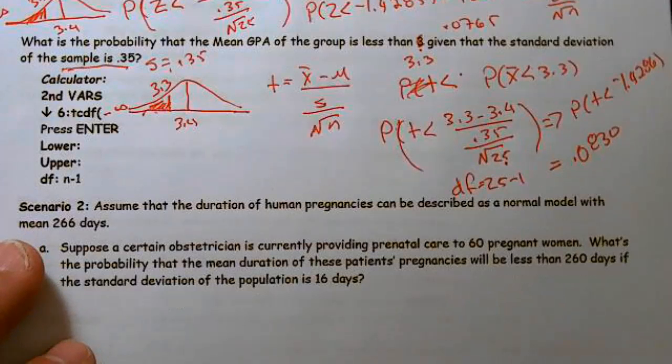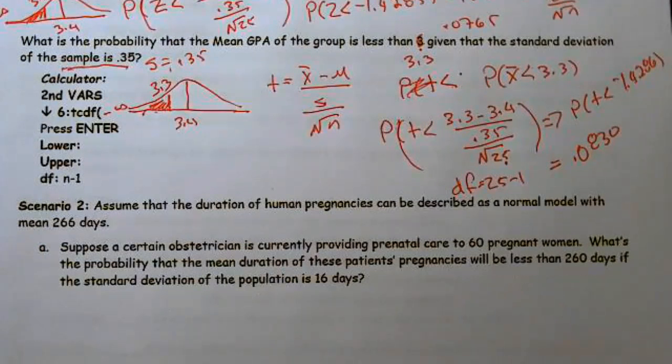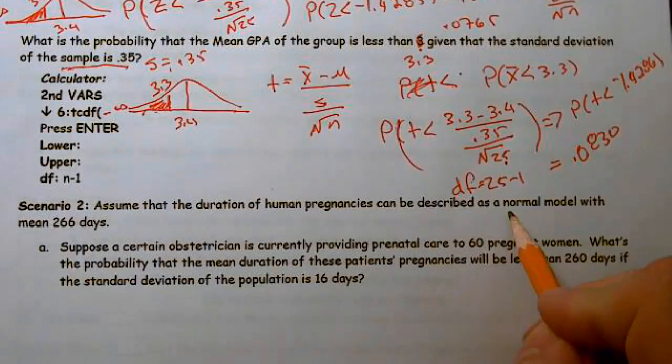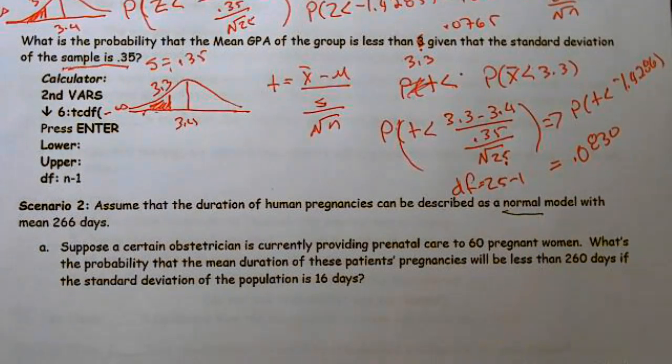All right, so assume that the duration of human pregnancies can be described as a normal model with a mean of 266. So they're telling me the underlying distribution is normal. And because the underlying distribution is normal, I can use either the t or the z, regardless of the sample size. So suppose a certain obstetrician is currently providing prenatal care for 60 pregnant women. What's the probability that the mean duration of the pregnancies will be less than 260?